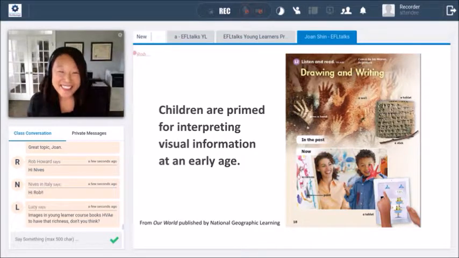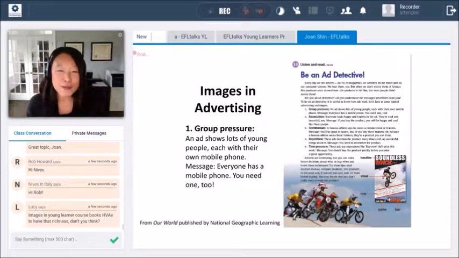It's amazing, right? How we're primed, even as young children, to be able to utilize visual information. All right, so here's an example that I want to give for working on visual literacy with our young learners. And this is an example for maybe a little bit older young learners. And as you know, advertisers use images as powerful tools to make you buy things. So this is a really good skill for our young learners to learn.